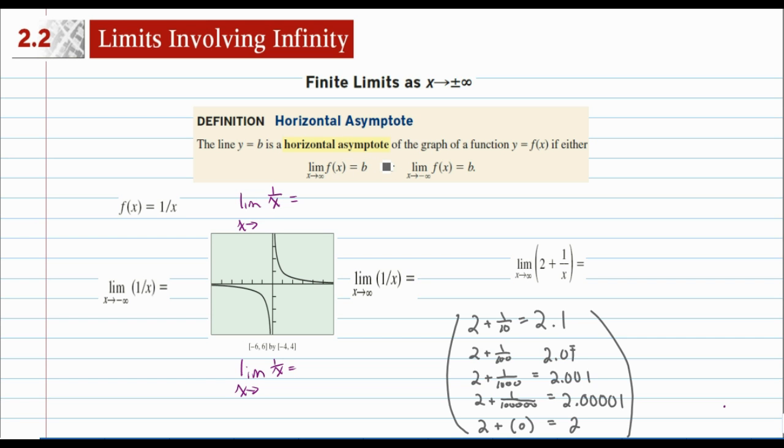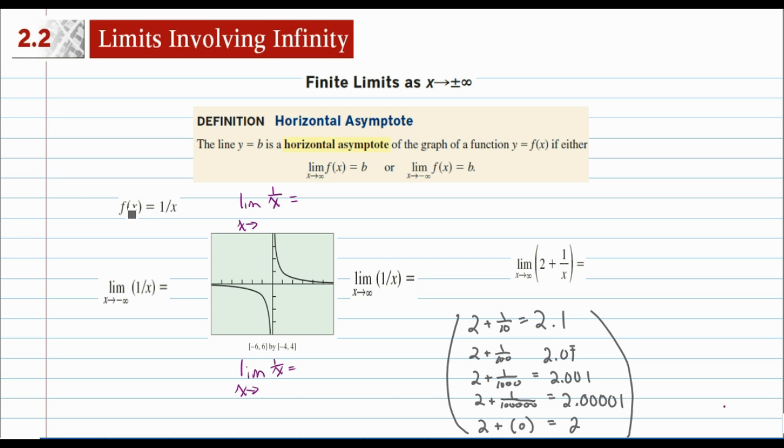So a horizontal asymptote, as you have seen in pre-calc, basically means you have a horizontal line that both ends approach. Well, our definition is actually that a horizontal asymptote can exist when x approaches positive infinity or x approaches negative infinity. So you'll see some examples where the right side will have one horizontal asymptote and the left side will have another horizontal asymptote.